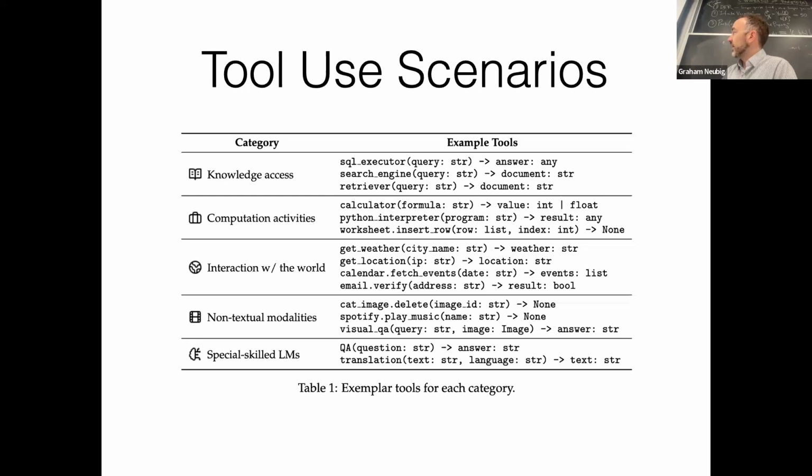Another thing that people have done, but again, this is becoming a little bit less important as we are working with better general purpose LMs, is have a separate QA system that can answer questions really well, or have a translation system that can do translation very well. So these are other varieties of uses of tools.